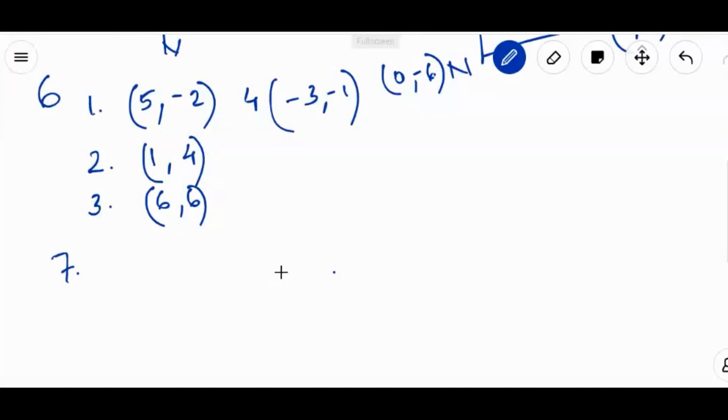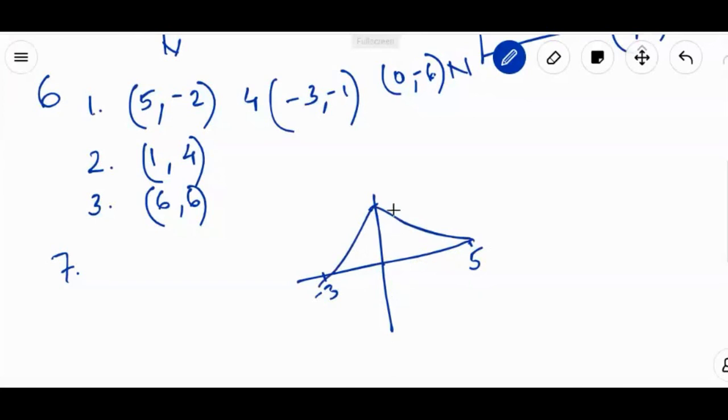So in question number 7, you have to first join. If you just take a simple view of it, minus 3 comma 0 will be somewhere here. Then 5 comma 0. So 5 is here, so your point is here. And 0 comma 4 is somewhere here. You join these now. This is your triangle.